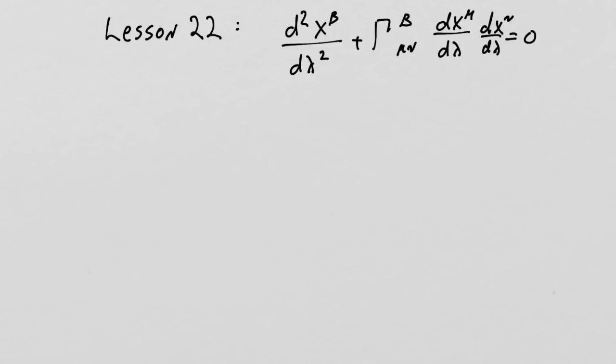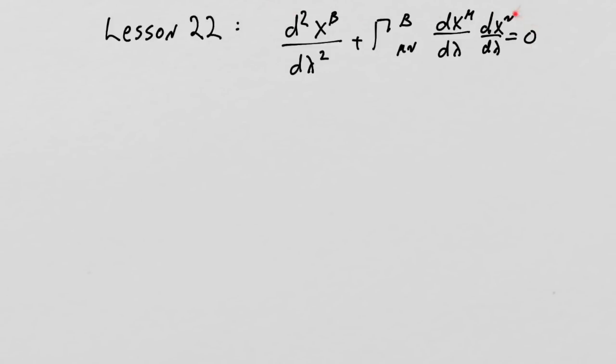Okay, so let's begin by reviewing. We've now covered this material about classical mechanics, so we've taken a break from our general relativity. Back in lesson 22, we introduced the geodesic equation for the Schwarzschild metric.